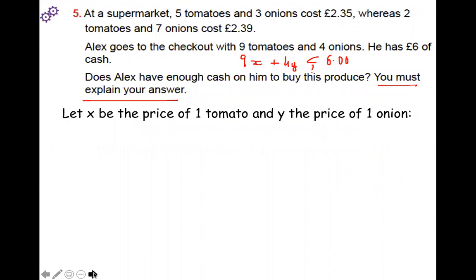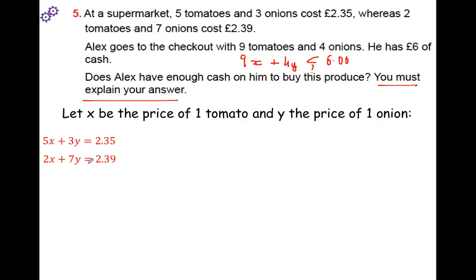So I think after that, we looked at all these. Oh yeah, so this one was, we had a supermarket where you had 5 tomatoes and 3 onions, and the cost was £2.35, whereas 2 tomatoes and 7 onions was £2.39. So Alex goes to the checkout with 9 tomatoes and 4 onions. He has £6. Would that be enough?